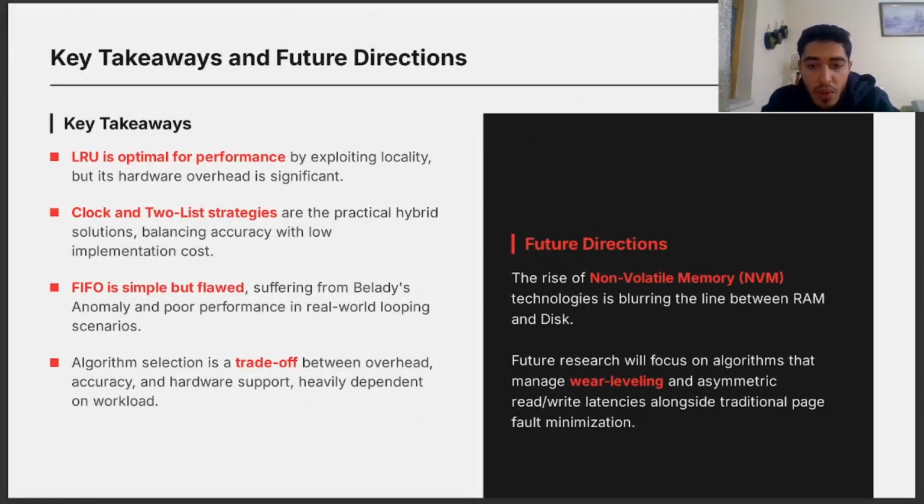The most important points here are: least recently used gives excellent performance but has high cost. Also, the clock and the two-list methods are the best balance between performance and cost, where first in, first out is simple but not reliable. In the future, new memory technologies like non-volatile memory will require new replacement strategies.